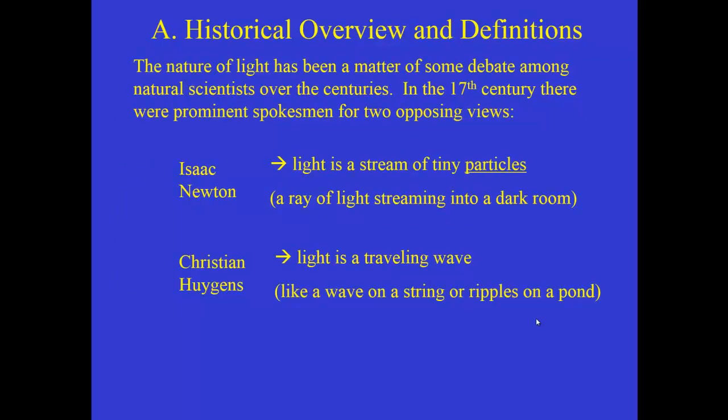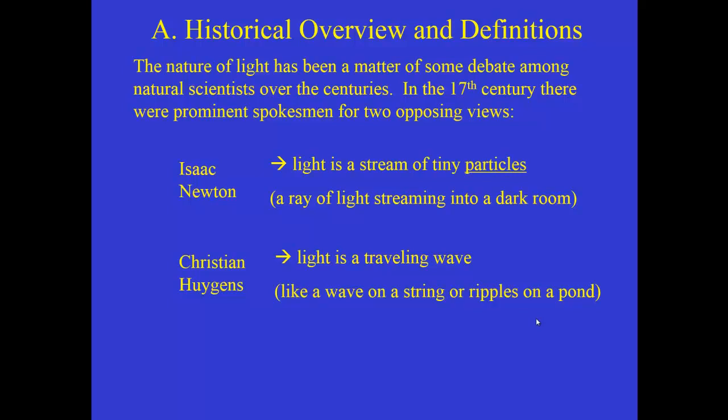The nature of light has been a matter of some debate among scientists over many centuries. So, rewinding to the 17th century, there were 2 prominent spokesmen for the opposing views of the day. Our friend Isaac Newton, whose name we've heard in other contexts, believed that light was a stream of tiny particles, which was suggested by a phenomenon that you might be familiar with if you're in a dark room and you have a window and sunlight is coming through the slits in some kind of shade.